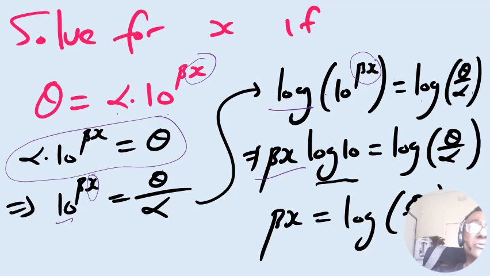And log of 10 we know is 1. So this thing is 1. So you get beta x equal to log of theta over alpha. Divide both sides by beta.